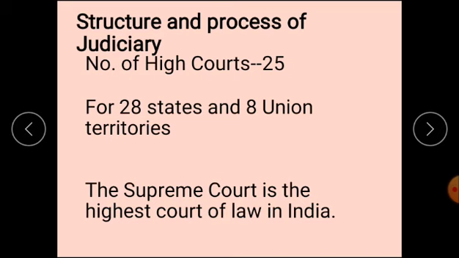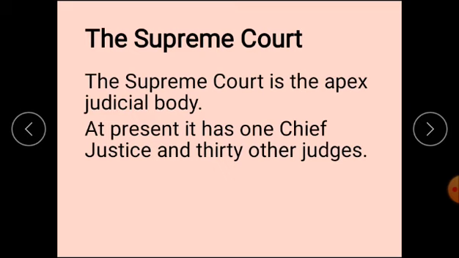Structure and process of judiciary. There are 25 high courts for 28 states and 8 union territories. The Supreme Court, situated at New Delhi, is the apex judicial body. The Supreme Court is the highest court of law in India. As I told you, the Supreme Court is the apex judicial body. At present, it has one Chief Justice and 30 other judges.